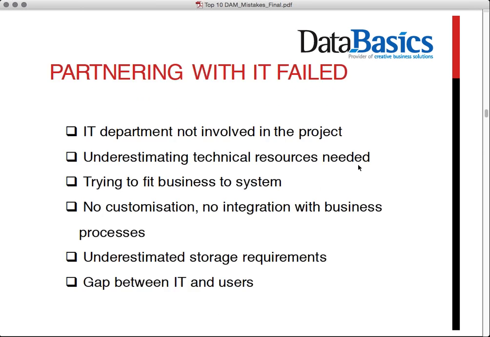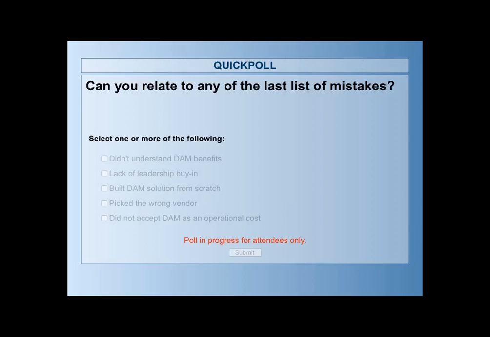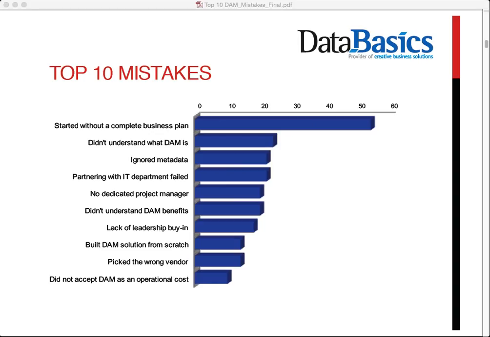Okay, right now then, so I'm going to go back up to number 6, but before we do that, let's run the second poll. Where is our second poll? Here we go. Launch poll. So this is the last 5 of those items there, going from didn't understand DAM benefits, lack of leadership. Which one of those can you relate to? So if you'd just like to take your pick there, and when everybody's voted, I'll go back to item number 6, and then we'll wrap up from there.